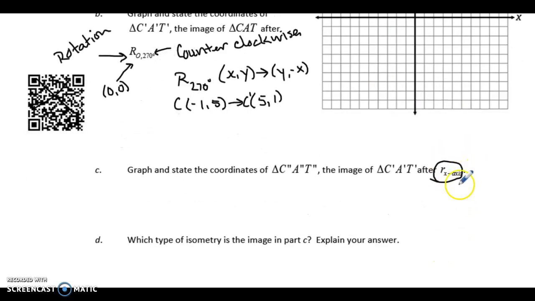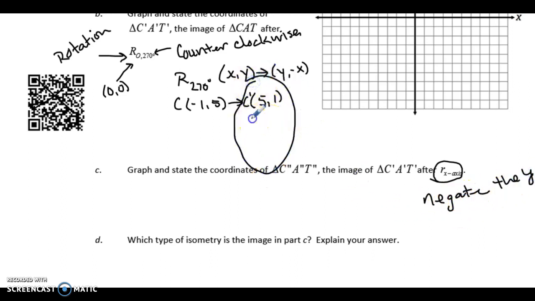And you could use the rule. Remember, when you reflect over the x, you negate the y. Okay, so you're negating all the y values that you come up with here. C prime, A prime, and T prime. All right, so again, I'm not doing that for you. You can do that. And then for part D, it says which type of isometry.